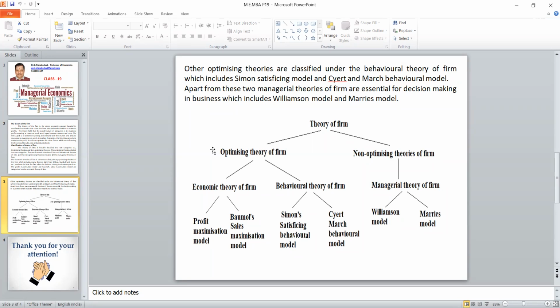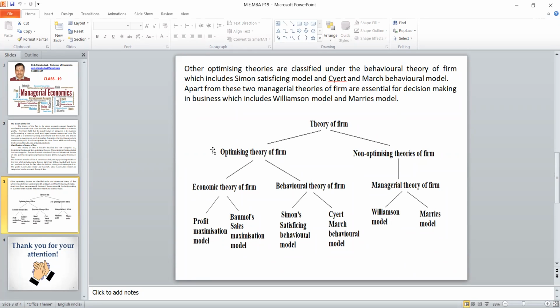So, in Unit 5, what we are going to discuss is the theory of firm. First, under that, only the classification of theory of firm. There are two theories: optimizing theory and non-optimizing theory. Under optimizing theory, there are four theories which are categorized into two: the economic theory of firm and the behavior theory of firm. In the economic theory of firm, there are two models: profit model and sales model. That's what the syllabus covers.